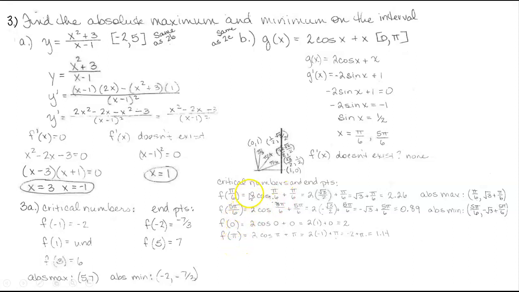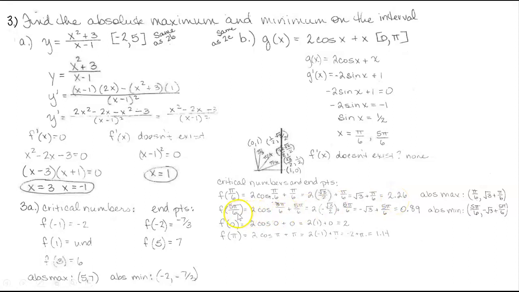The function was 2 cosine x plus x. So we've got 2 cosine pi over 6 plus pi over 6. Cosine at pi over 6 is square root of 3 over 2, as you can see right here. So we'll have 2 times square root of 3 over 2, which is just square root of 3. So square root of 3 plus pi over 6. And if you want a decimal approximation for that, that's 2.26.